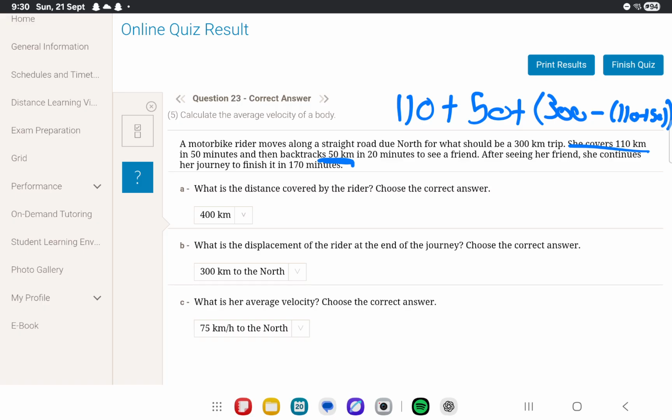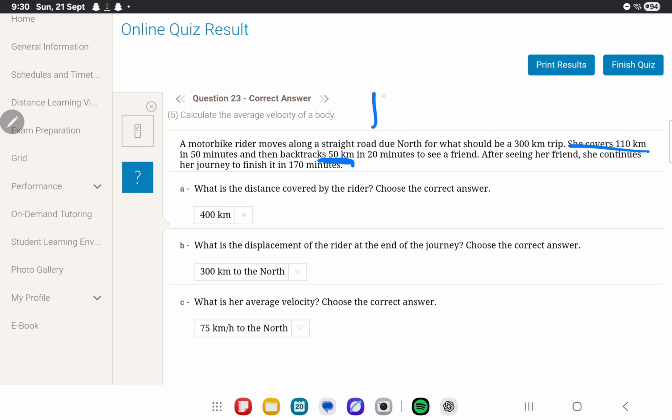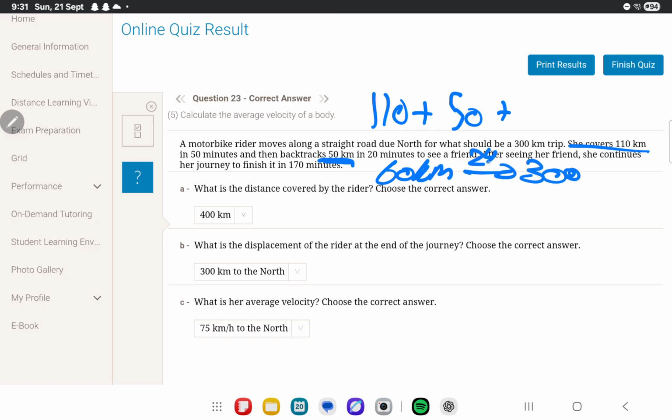Okay, so here, what I did wrong is the first two parts are correct. That's 110, that's fine. 50 is fine, right? But then how much is the rest? So how much does she cover now? She's at 60 kilometers, because she was at 110, then she backtracked 50, so she's at 60 kilometers now. She finishes her journey, so she reaches 300 kilometers. What's the difference between the two? 240. So plus 240, this is the part that's wrong. 110 plus 50 plus 240, 400. That's the answer, 400 kilometers.